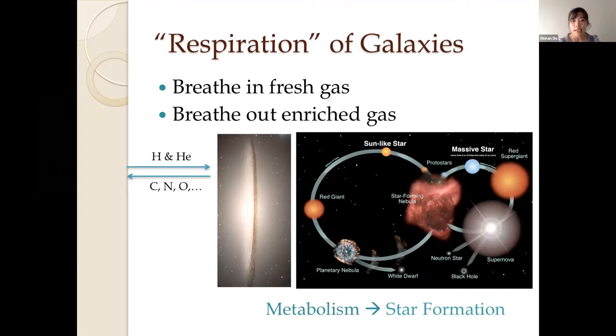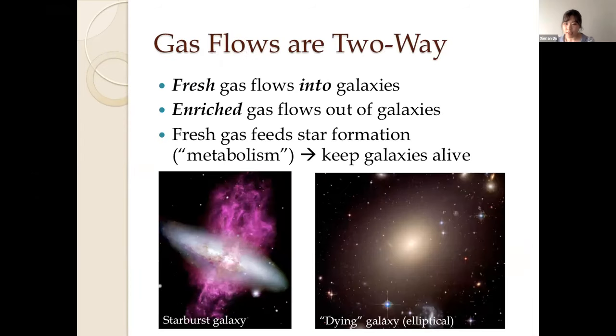Gas that it takes from the cold streams would form stars. They are born, they evolve, and they create heavy elements in themselves and finally release and eject them out, forming this polluted exhale that we're seeing. Okay, so this is my summary slide.